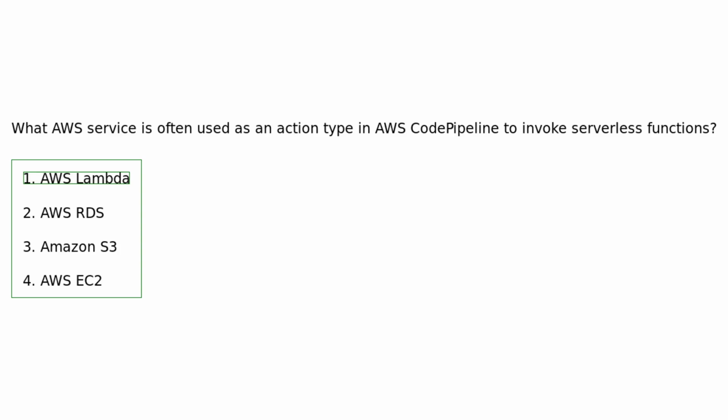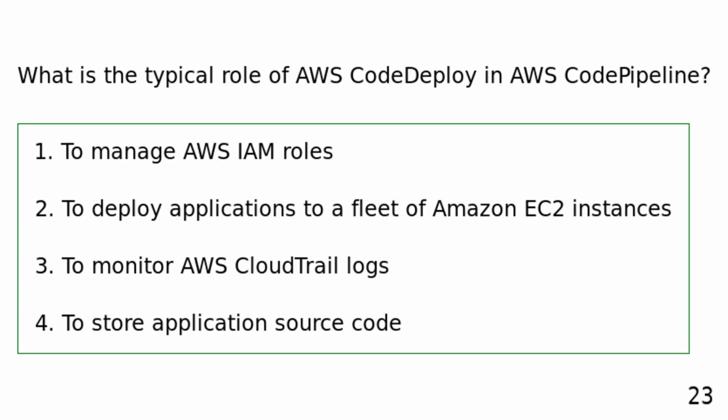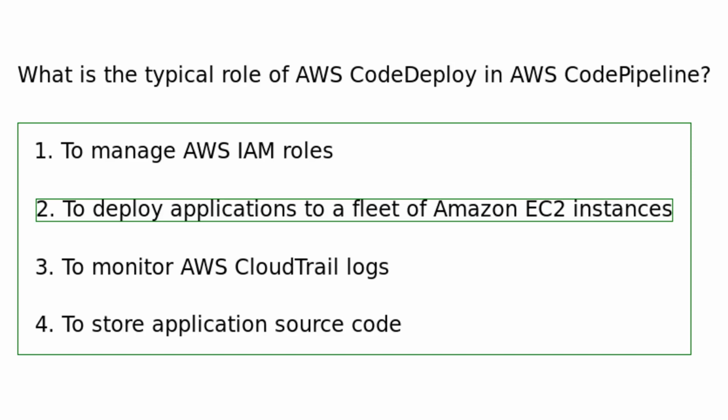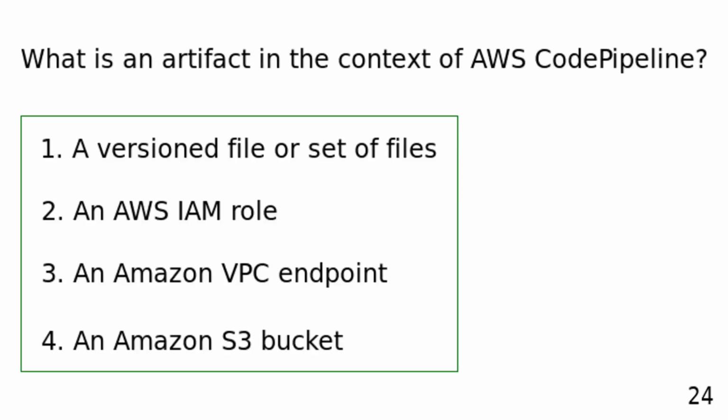What is the typical role of AWS CodeDeploy in AWS CodePipeline? To manage AWS IAM roles. To deploy applications to a fleet of Amazon EC2 instances. To monitor AWS CloudTrail logs. To store application source code. AWS CodeDeploy is used in AWS CodePipeline to automate the deployment of applications to a fleet of Amazon EC2 instances.